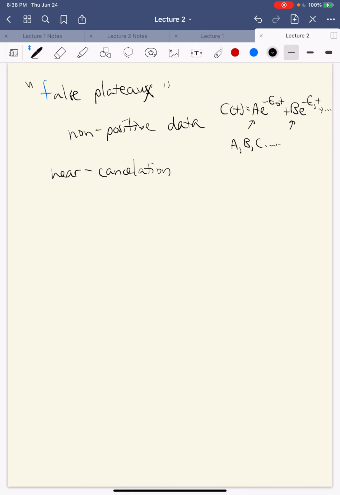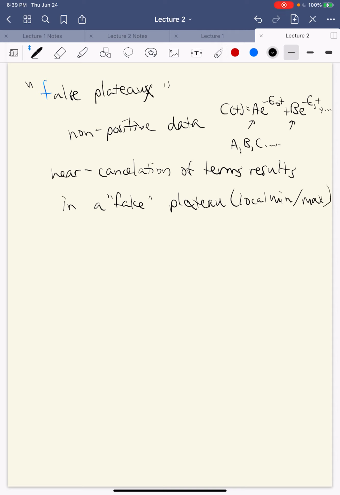If you don't have positive data, then you can have near cancellation of these terms that results in something that looks like a plateau, but is in reality just a local min or max, okay? If your correlation function is positive definite, there are no local minima or maxima. But I'm going to show you some fake data.